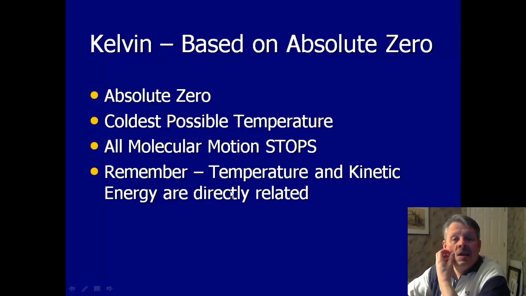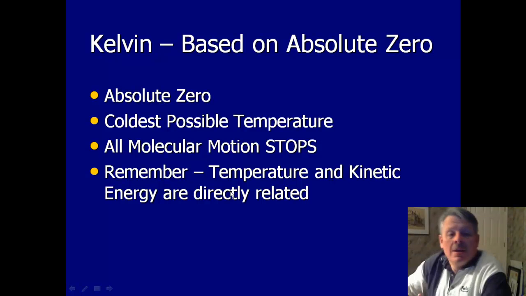All right. Kelvin is based on absolute zero. Absolute zero is the coldest possible temperature. You've heard about this before. And at this point, all molecular motion stops. Now remember, temperature and kinetic energy are directly related. So as your temperature goes up, the kinetic energy goes up. As your kinetic energy goes up, temperature goes up, and vice versa. They both go down together.